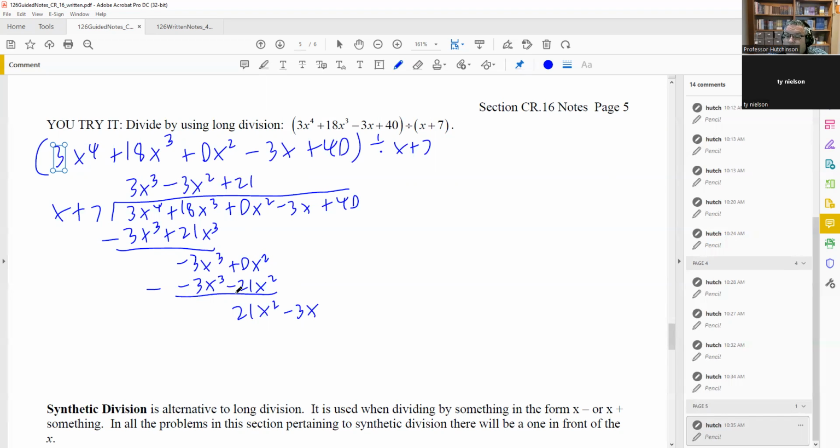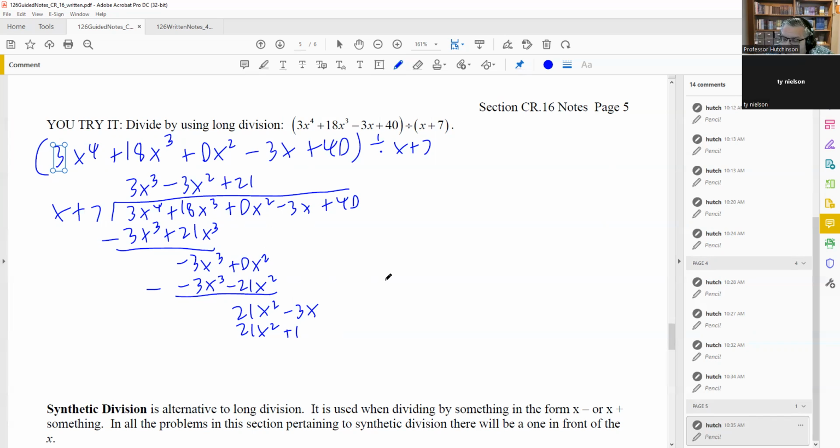21 times both things on the outside there is 21x squared. And then we have the 21 times 7. So 21 times 7 is going to give you 147. So we put that right here. So plus 147 we get this. Okay, one second, I had to look up something over here. I want to look at one of these problems to see how that was done.